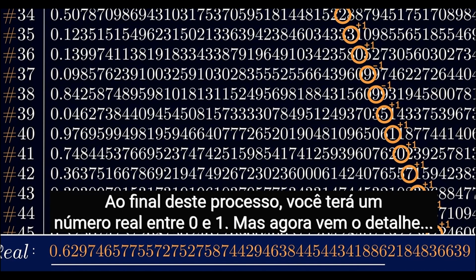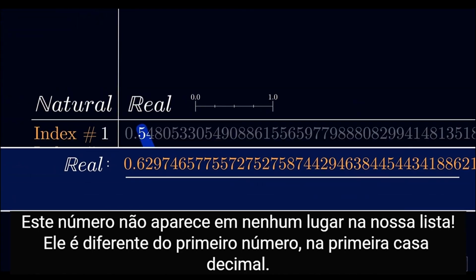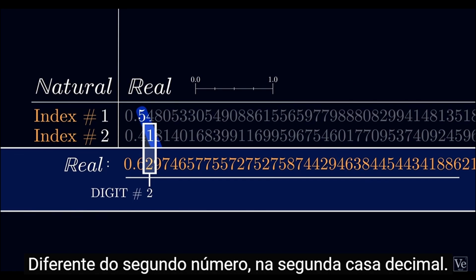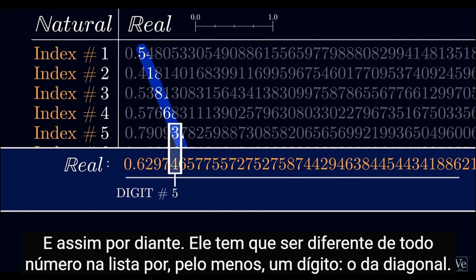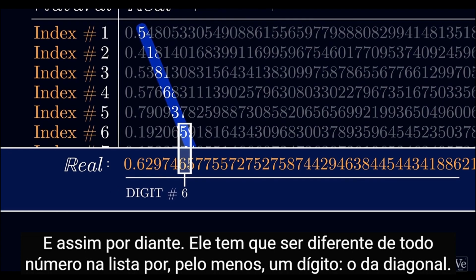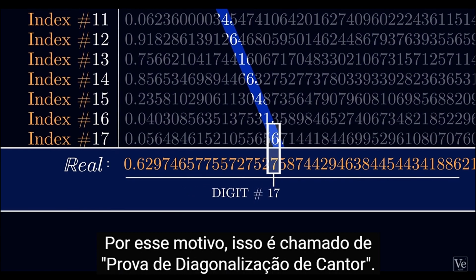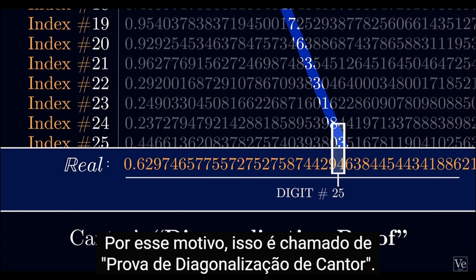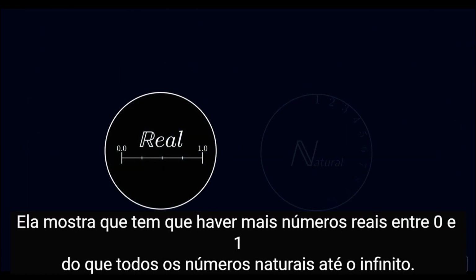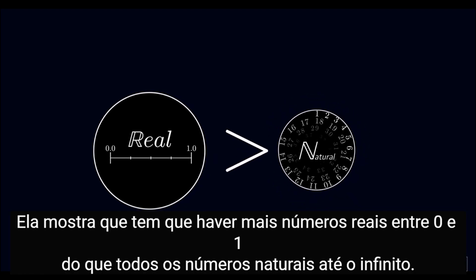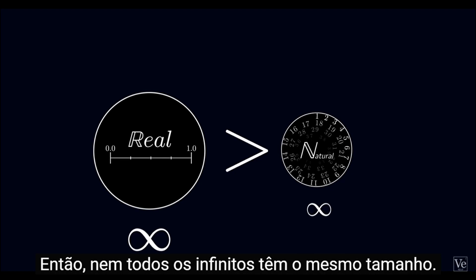But here's the thing. This number won't appear anywhere on our list. It's different from the first number in the first decimal place, different from the second number in the second decimal place, and so on down the line. It has to be different from every number on the list by at least one digit, the number on the diagonal. That's why this is called Cantor's diagonalization proof. It shows there must be more real numbers between 0 and 1 than there are natural numbers extending out to infinity. So not all infinities are the same size.